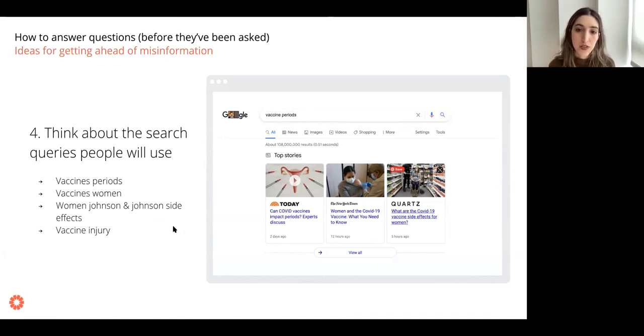So try to get in the mind of a person who is asking questions about a particular topic so that we can see what the landscape of information actually looks like and be better informed to create good information that fills those gaps.